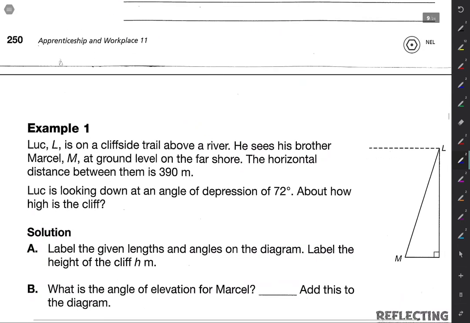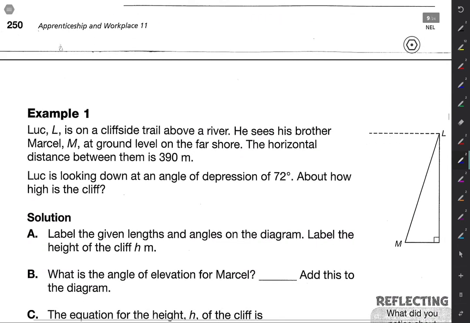In the next example, it says Luke L is on a cliffside trail above a river. He sees his brother Marcel M at ground level on the far shore. The horizontal distance between them is 390 meters. Luke is looking down at an angle of depression of 72 degrees. How high is the cliff?